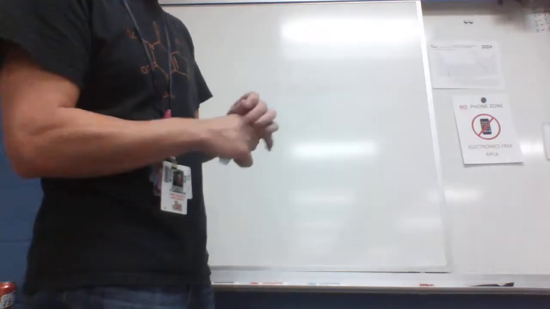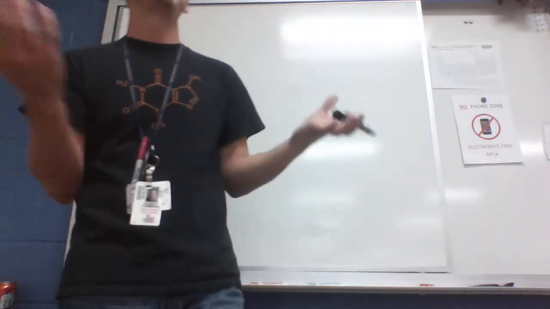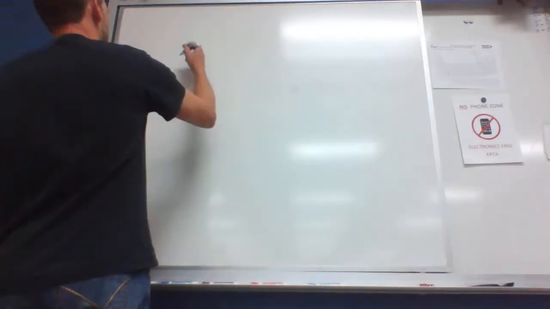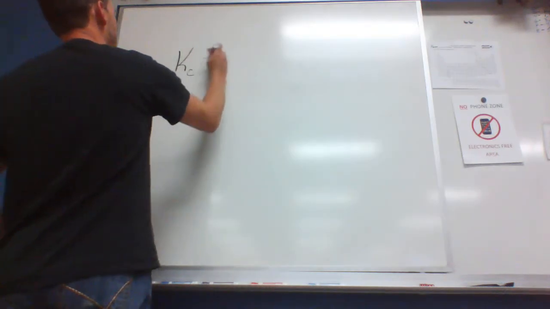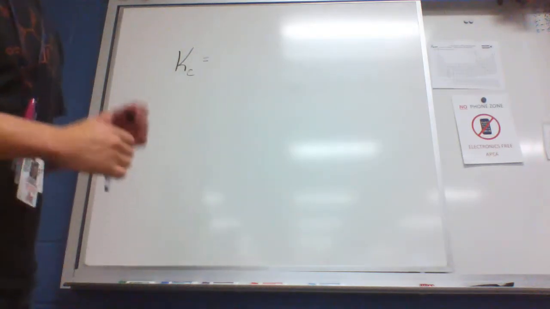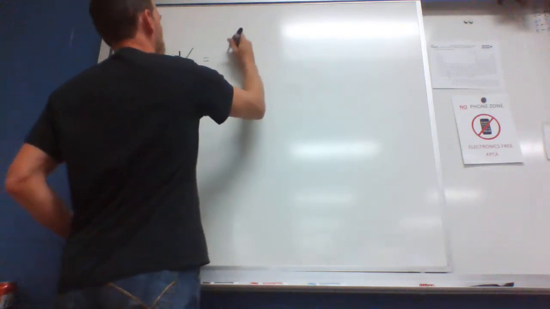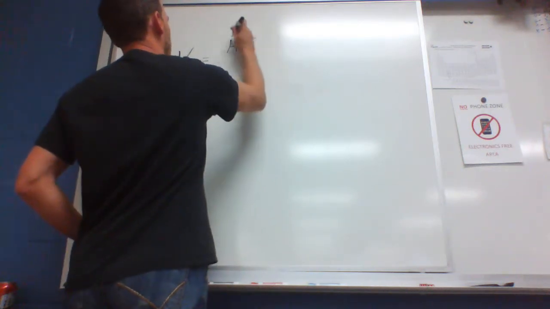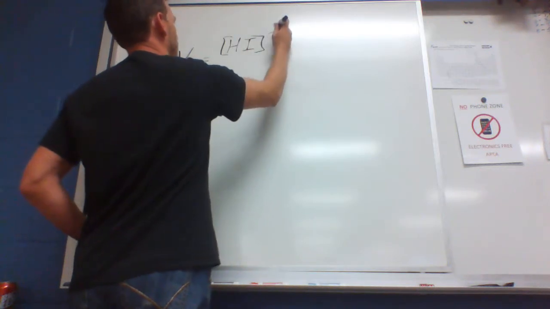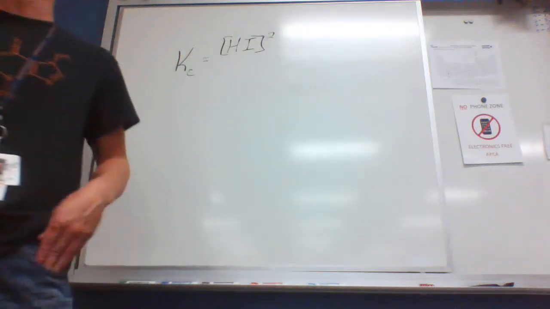Let's look at the question. The following reaction is at equilibrium at a particular temperature, because it has to be at only one temperature or it would keep changing everything. And then it gives you the molarities of everything. So here's what I'm going to do first. K equals. I'm going to find my product, which is HI, and I'm going to raise it to the power of 2. Do you see why?